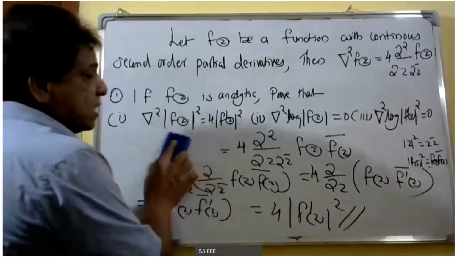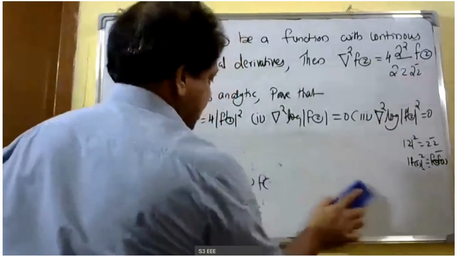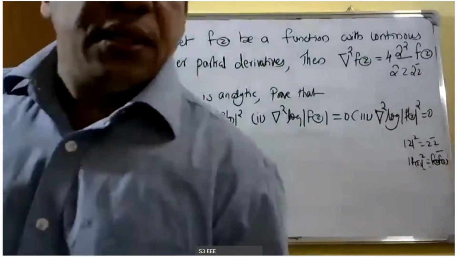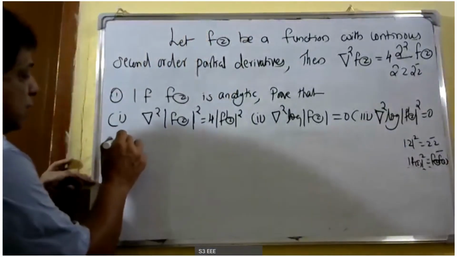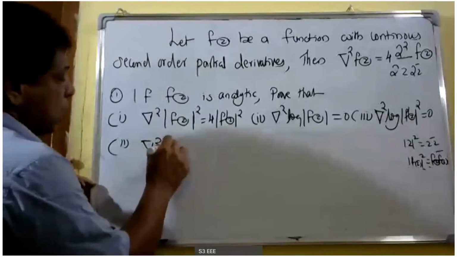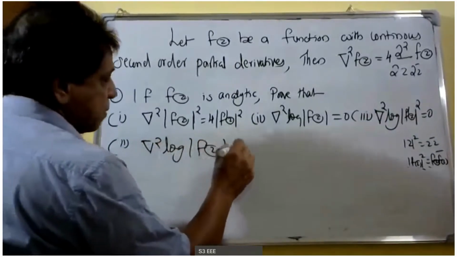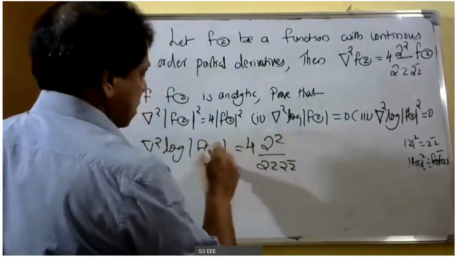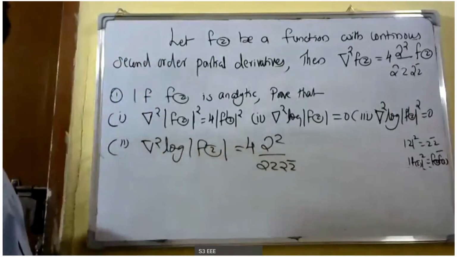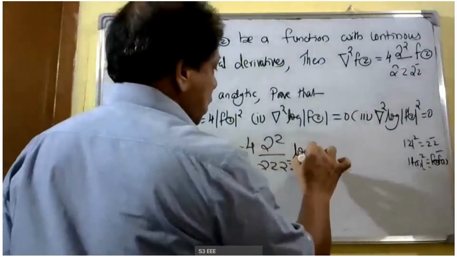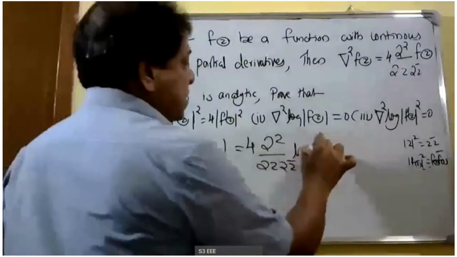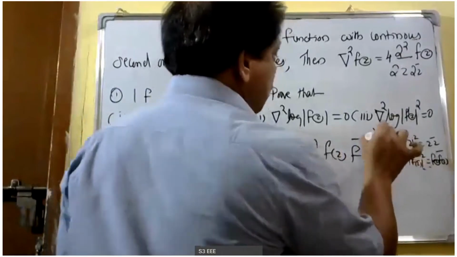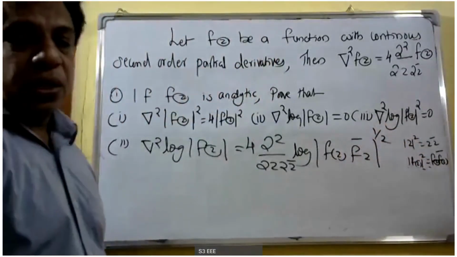Then we can do the second result. Second result, del square log modulus of f of z. This del square is equal to 4 into dou square by dou z into dou z bar. Then log mod of z is equal to log of f z into f z bar whole raised to 1 by 2.